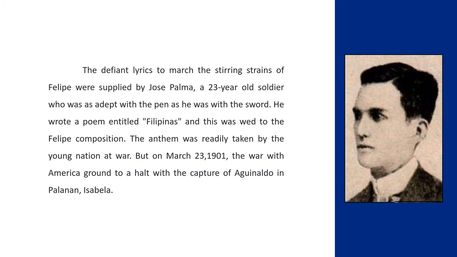The defiant lyrics to the stirring strains of Felipe were supplied by Jose Palma, a 23-year-old soldier who was as adept with a pen as he was with a sword. He wrote a poem entitled Filipinas, and this was wed to the Felipe composition. The anthem was readily taken by the young nation at war, but on March 23, 1901, the war with America ground to a halt with the capture of Aguinaldo in Palanan, Isabela.